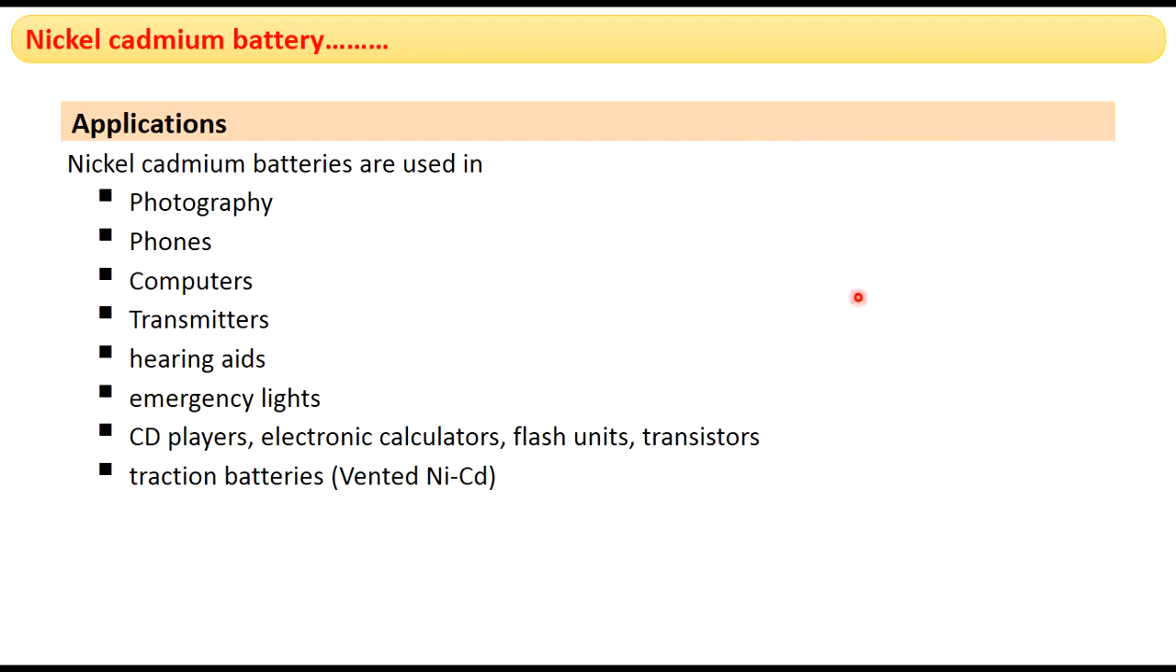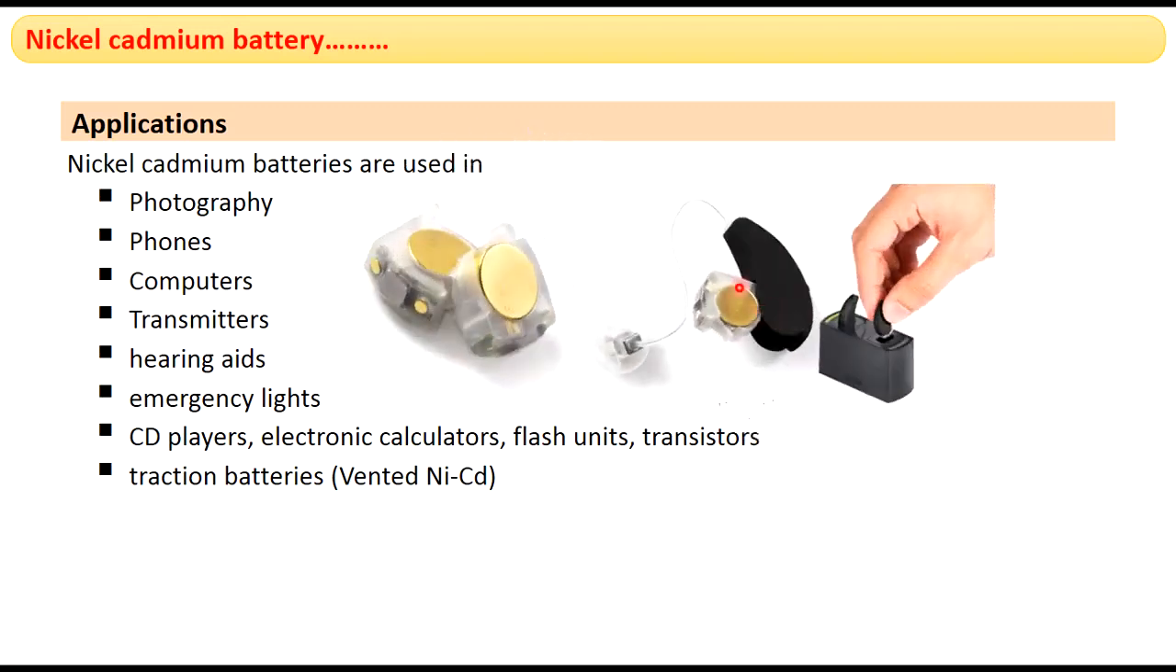Another application of nickel cadmium battery is transmitters. Different types of transmitters use nickel cadmium batteries. Then hearing aids. You can see in the picture, this is a hearing aid and it runs with a battery. This battery is a nickel cadmium battery.